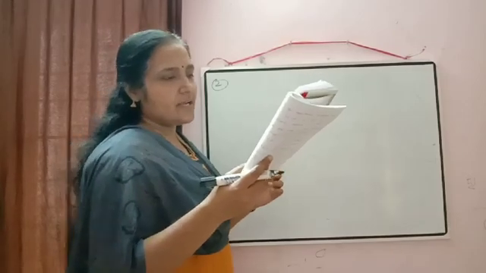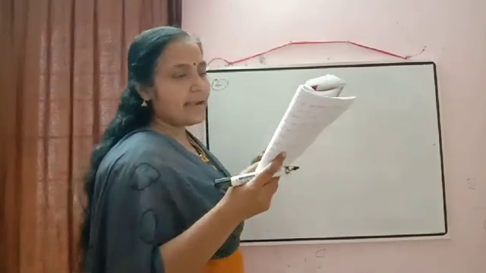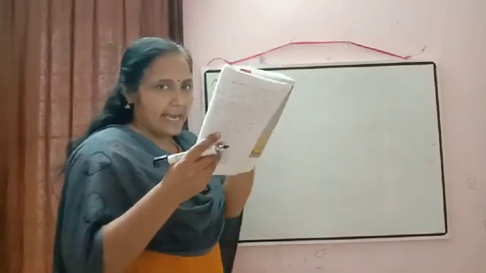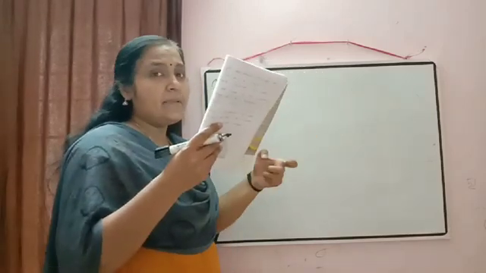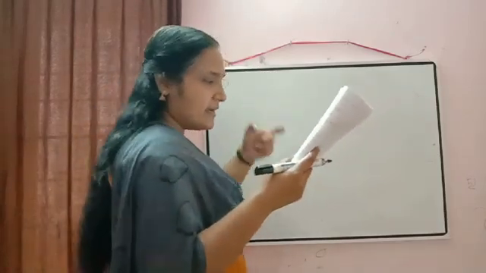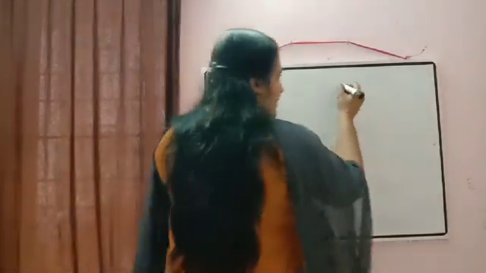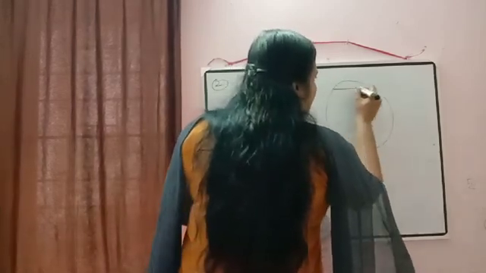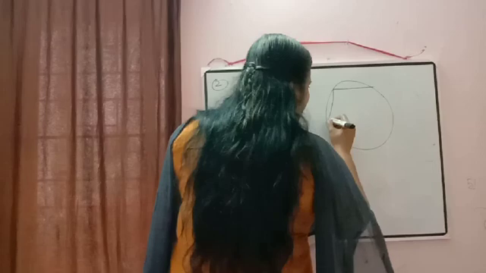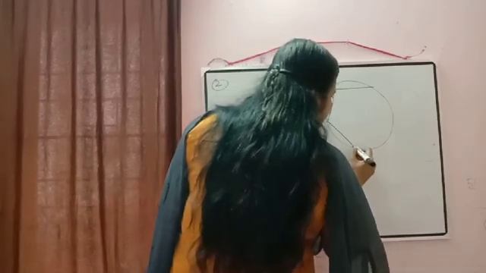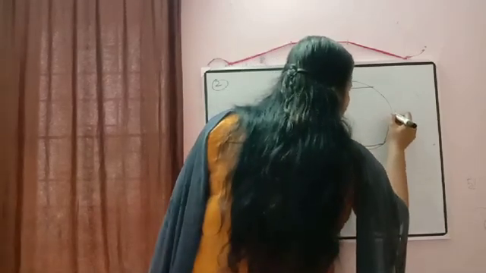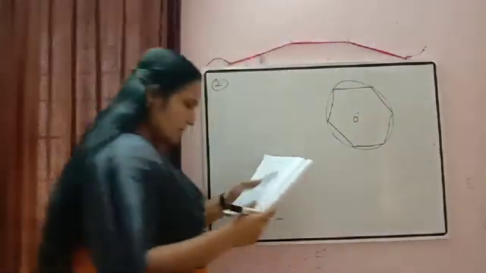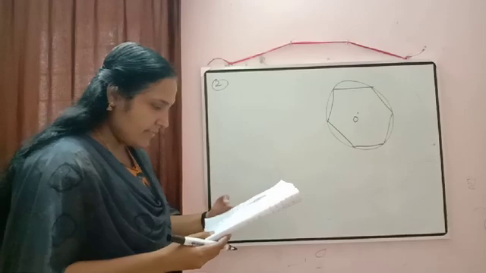Now in the second question you can check, it is written a regular hexagon is inscribed in a circle. Hexagon is inscribed in a circle means the hexagon is inside the circle. Regular hexagon means all its sides are equal. So we can draw the hexagon here. A regular hexagon is inscribed in a circle, all sides are equal. So we can mark the center also here as O.